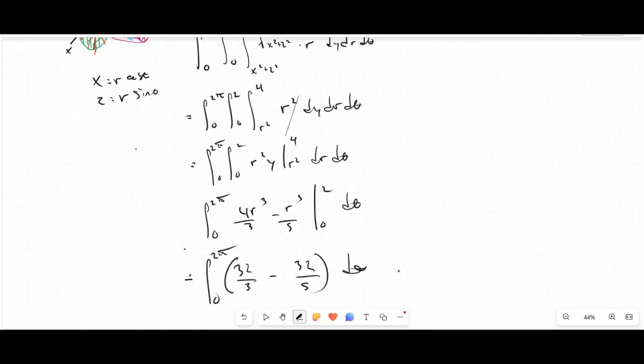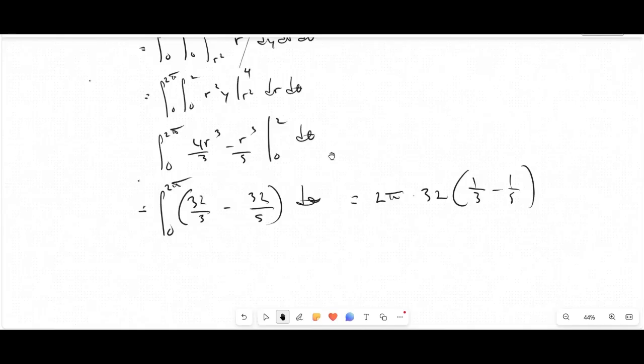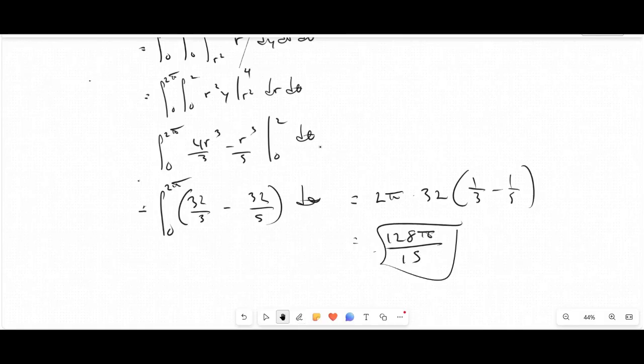Well, that's all just a constant. So this is going to be 2 pi times 32 times 1/3 minus 1/5, which is 2/15. 2, 4, 64, 120, 128 pi over 15. 5 minus 3 is 2 over 15. 2 times 2 is 4. So, yeah, I believe it. Okay, sweet.